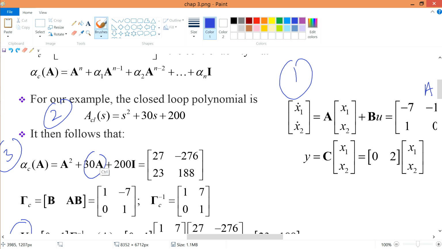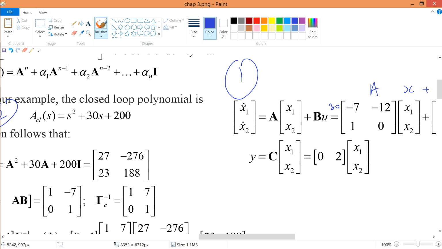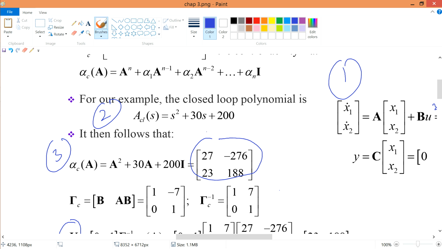Well, for 30A you just simply multiply with your matrix A. So it's 30 times your A. You will have a number, minus 210, because minus 7 times 30 is minus 210, then minus 12 times 30 is minus 360. You get what I mean? I think you get what I mean already. Then you just elaborate, and eventually you'll get this one.